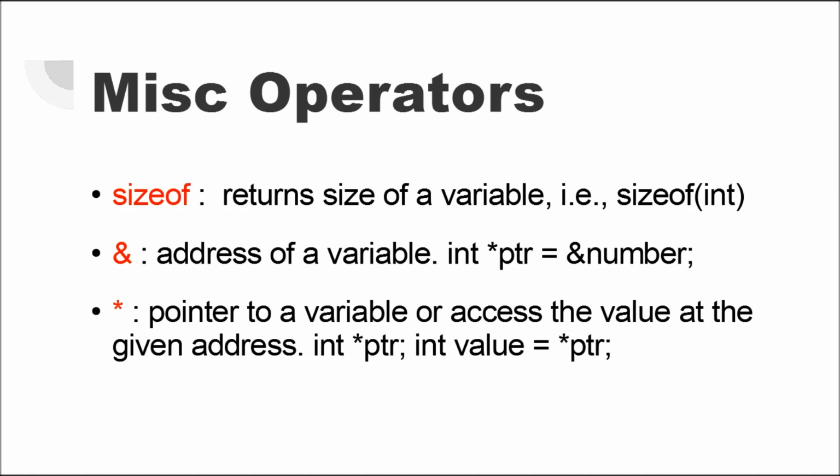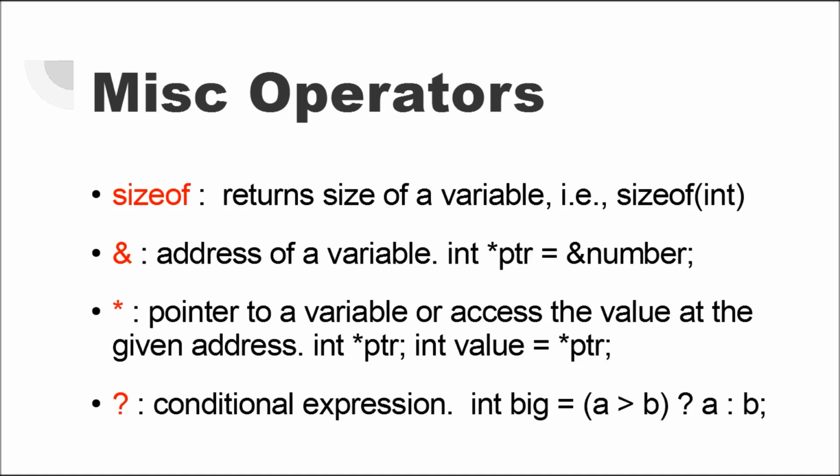Star. This is where it gets kind of confusing and out of this tutorial's purpose. Pointer to a variable or access the value of a given address. int *ptr, int value = *ptr. This just talks about pointers and either points to a variable or accesses the value at a given address. This is quite important when we get into pointers, but for now, just remember it has to do with pointers to a variable or accessing the value at a given address. That's it.